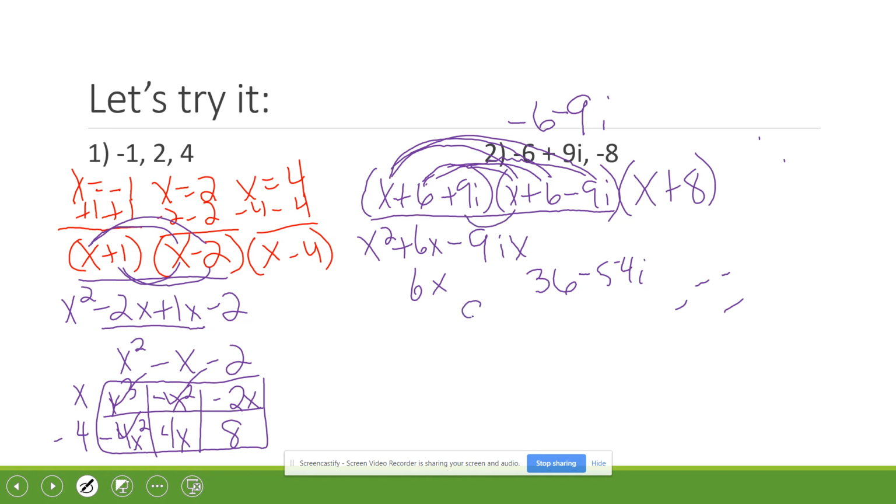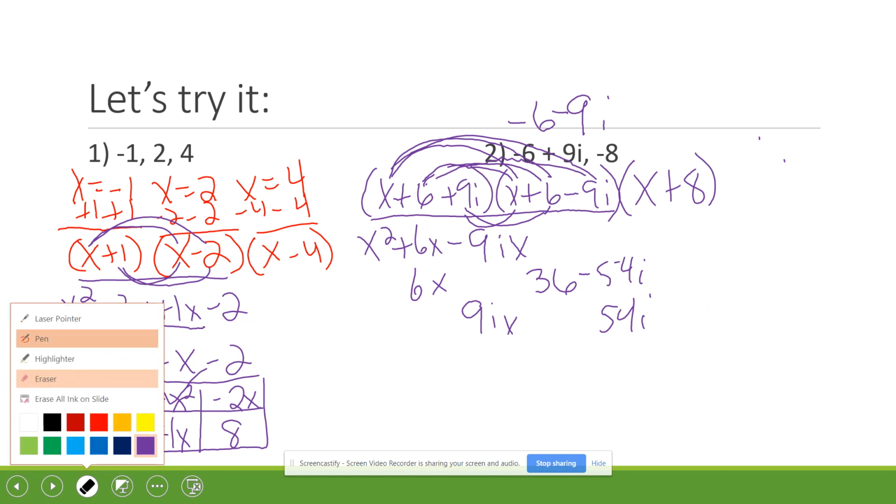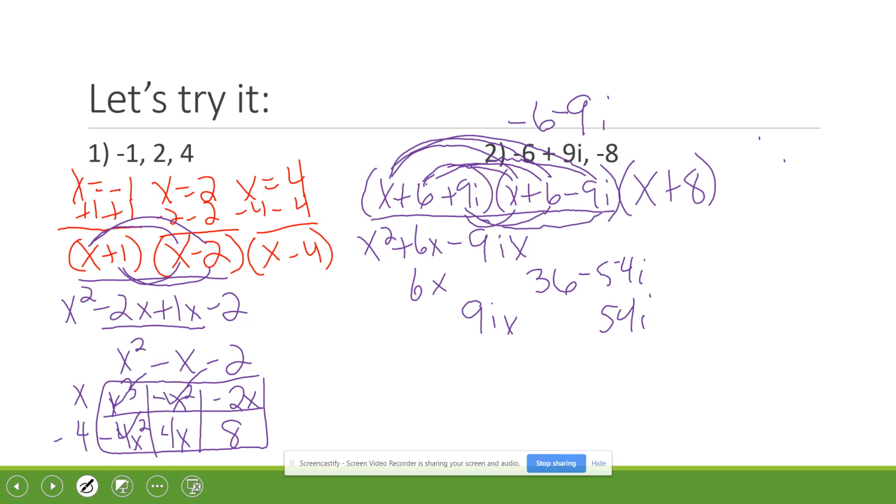9i times x is 9ix. 9i times 6 is 54i. And then 9i times negative 9i is negative 81i squared.